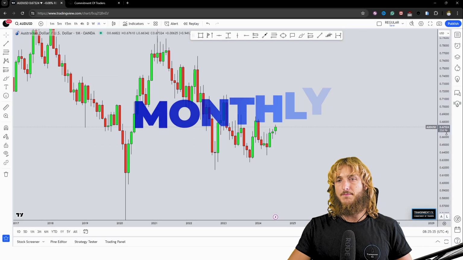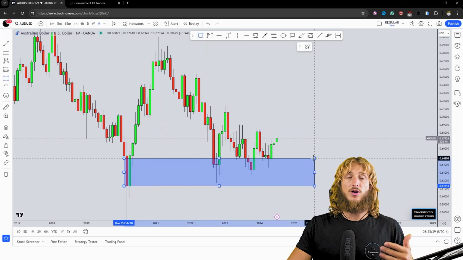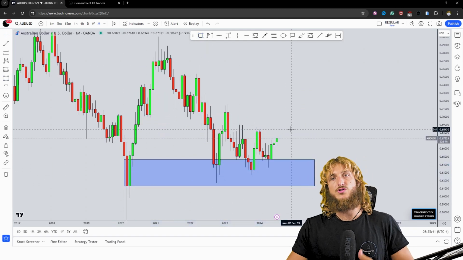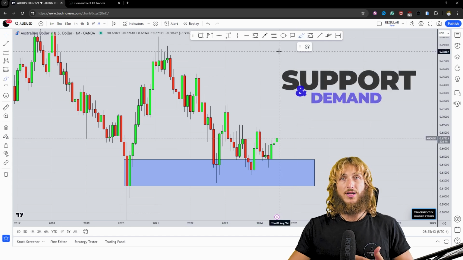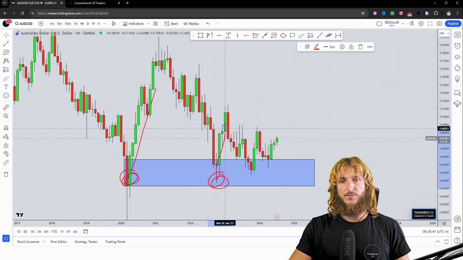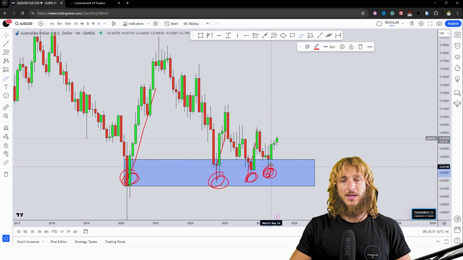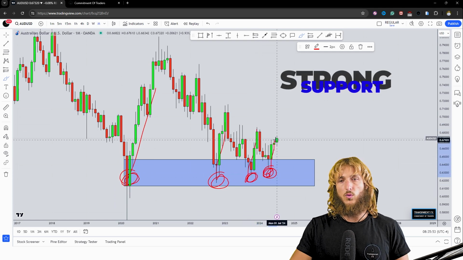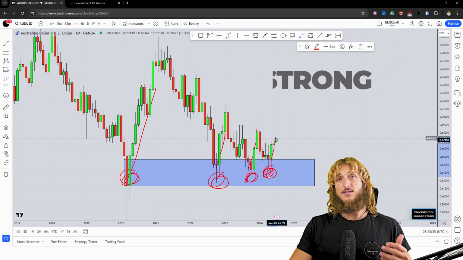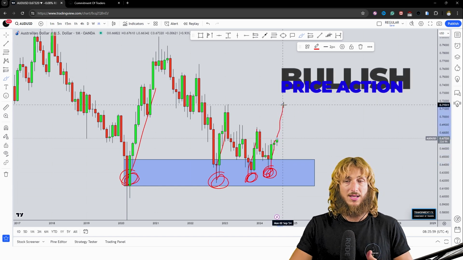Starting here from the monthly time frame, the first thing that we have to identify is that the market is currently testing a quite strong historical support and demand area. From here, in fact, multiple rejections to the upside have been created. Every single time the market tested the zone, it rejected it to the upside quite aggressively. And in a situation like this, we could expect to see more bullish price action to be created.